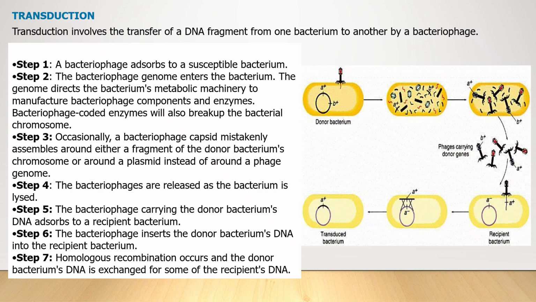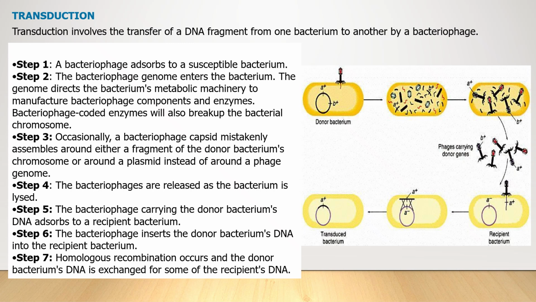The last method of gene transfer to explain is transduction, which involves the transfer of a DNA fragment from one bacterium to another by a bacteriophage. A bacteriophage adsorbs to a susceptible bacterium. The bacteriophage genome enters the bacterium. The genome directs the bacterium's metabolic machinery to manufacture bacteriophage components and enzymes. Bacteriophage-coded enzymes will also break up the bacterial chromosome.